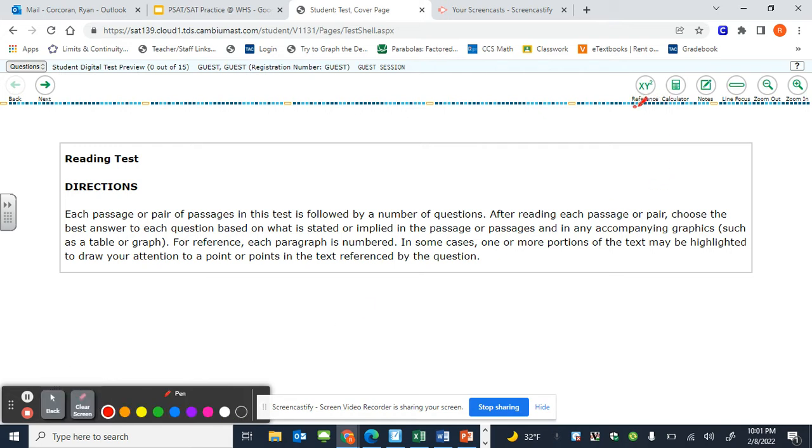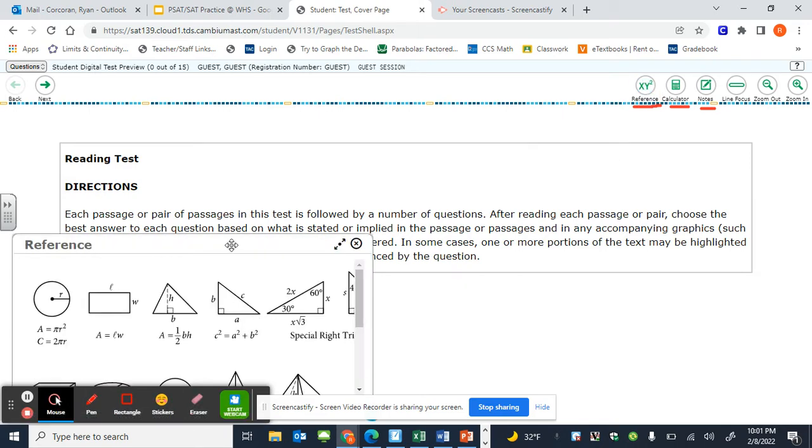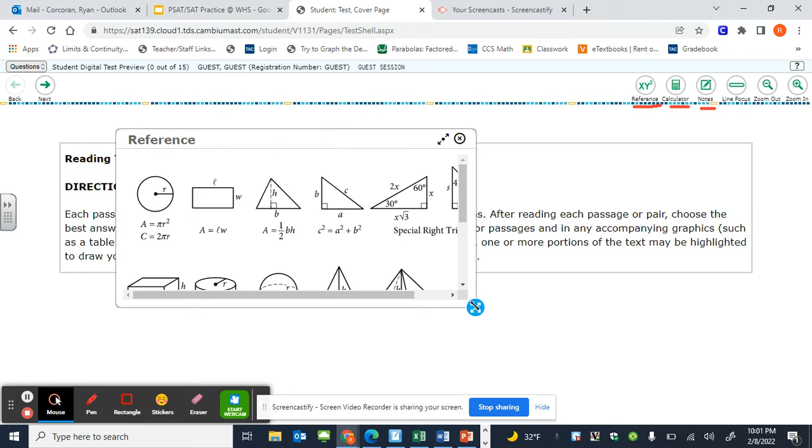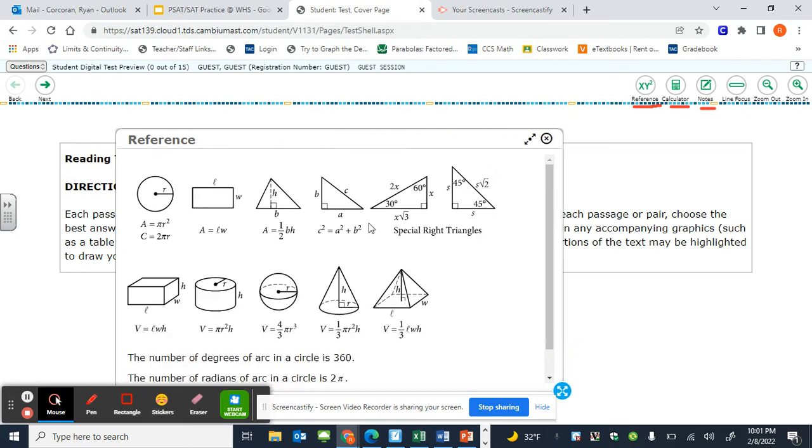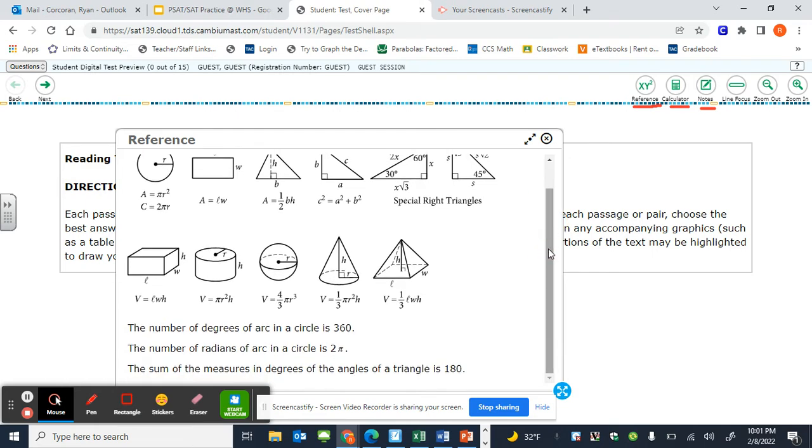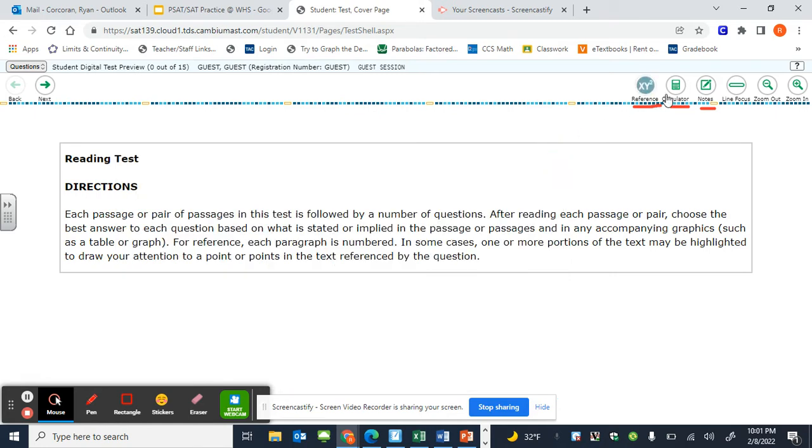Here we have a reference, our calculator. I don't know how notes is going to work, but we're going to try all three of those right now. So when they talk about reference, this is for the math portion. You can move this around. You can make this larger. It goes through what they would have at the beginning of the math section with formulas for area, circumference, volume formulas, information about the number of degrees of an arc in a circle, radians, and the sum of the measures in a triangle, degrees, sorry.